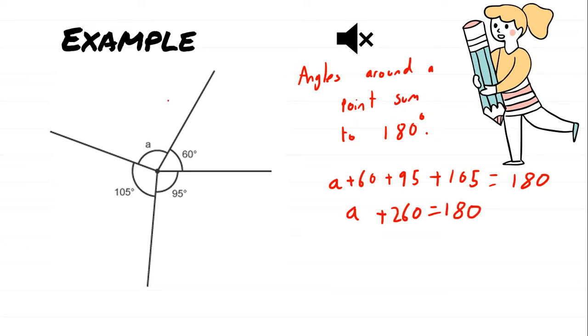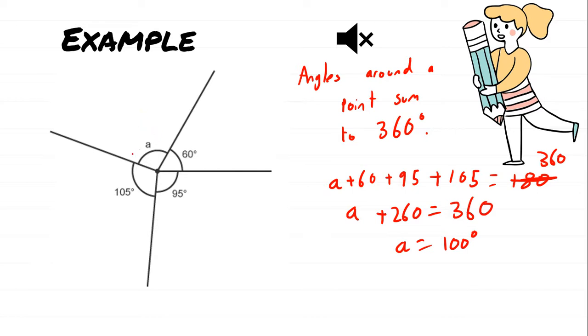Oh, apologies. I've made a really silly error there. I've written that they sum to 180 degrees. That's not right, is it? They sum to 360 degrees. Okay, so they sum to 360 degrees. And now the next thing to do would be to take 260 away from 360, which is going to leave you with A being 100 degrees.